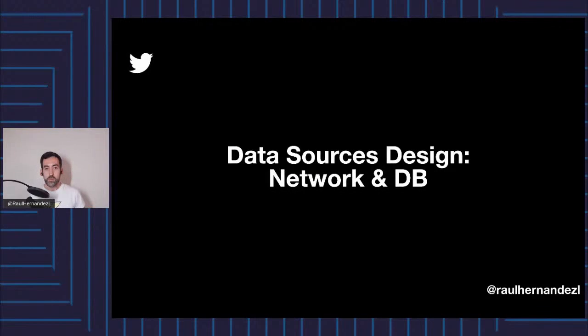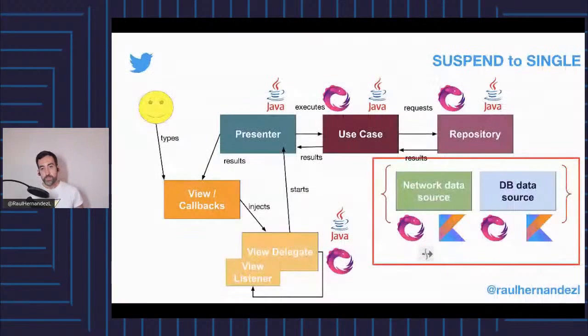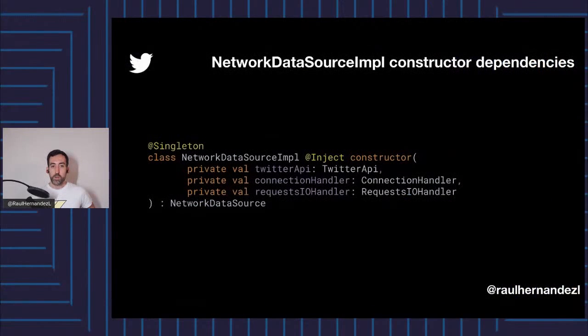And let's see this first step of the migration, data sources design with the network and the database. So we'll start here. We want to change all singles to return suspend functions, and then we'll return as the type a single for them. So let's see what is going on inside this network data source implementation. What I have inside is a Twitter API, which is basically a retrofit client with an HTTP client, and then something for checking connection if we need it, and something to transform the requests and responses. Nothing else. This is a singleton because we want to reuse it in the whole app, so that's all.